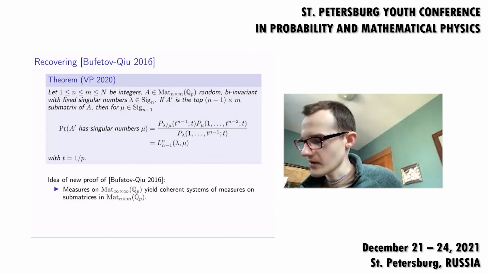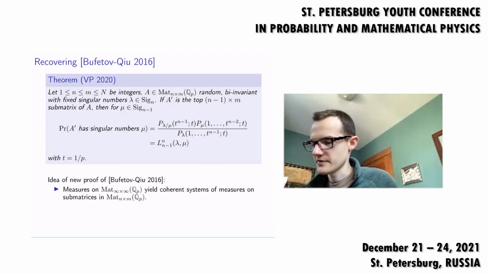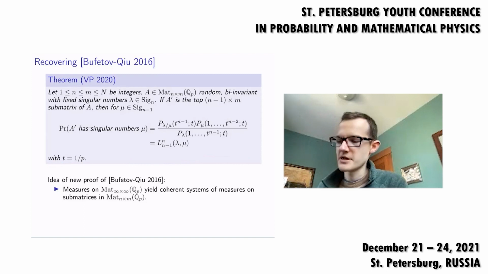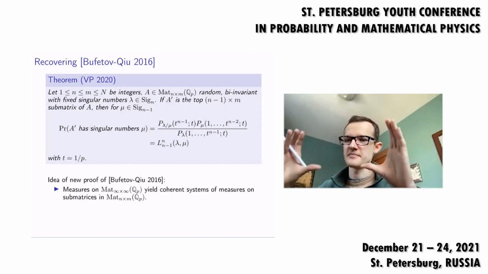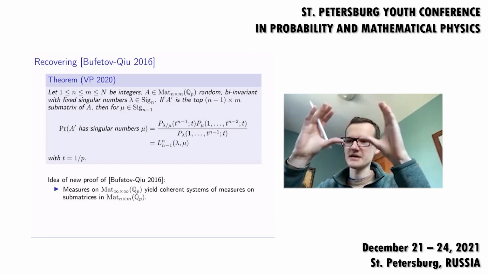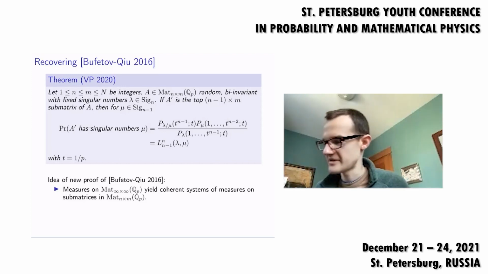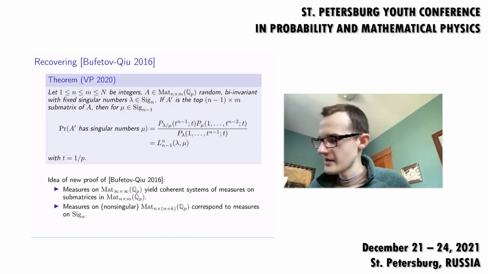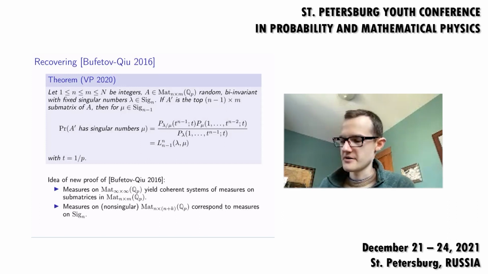Okay, let me just say what the idea of the proof is. If I have a measure on infinite matrices, this gives me a coherent system of measures on all of the finite submatrices. By coherent, I just mean I could take a submatrix and then take a smaller submatrix, and these measures have to be coherent. Furthermore, I know that the measures on non-singular finite matrices over Q_p correspond to measures on signatures.